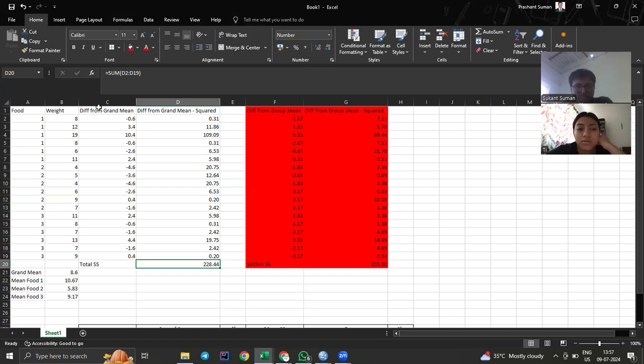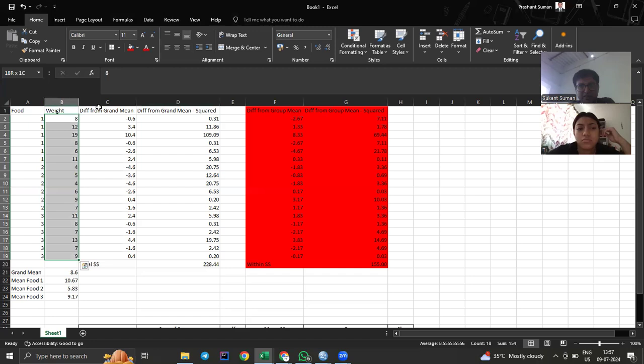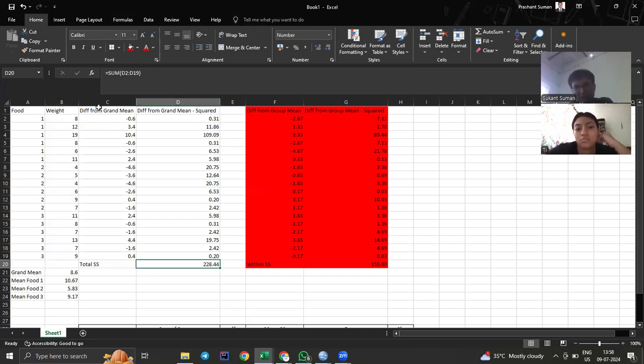Mean minus grand mean. No, no, no. Forget about this red part, and forget about this food as well. If this is the only information I have, this is the weight, and I ask you what is the variance of the weight in this observation, how will you do that? Yeah, you take each value minus the grand mean, correct. Then you have the squares, and then you have the total sum of squares, right?